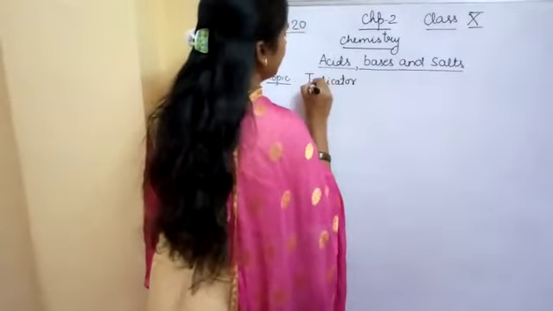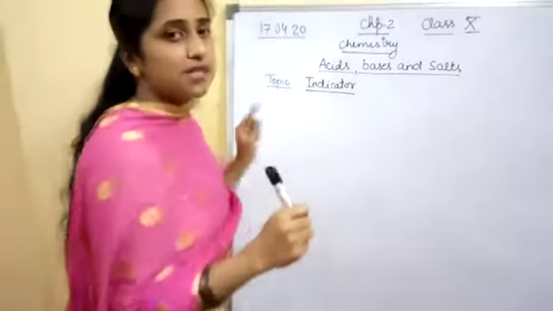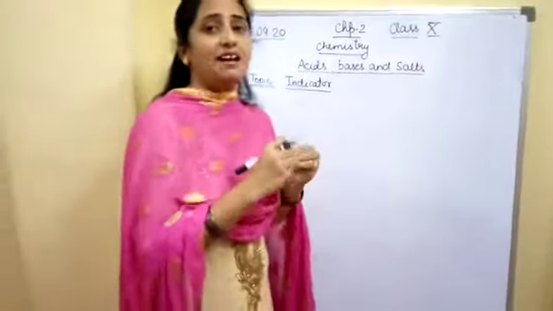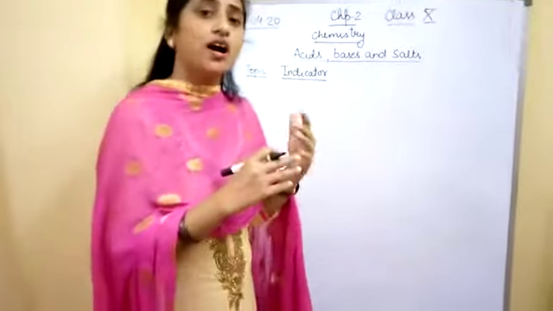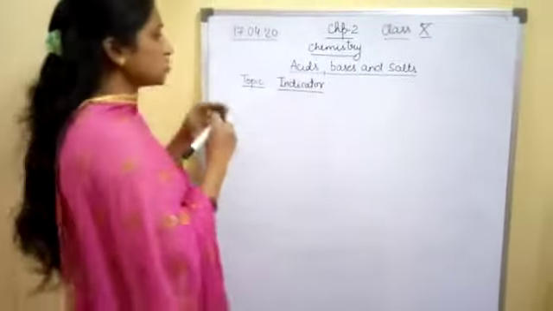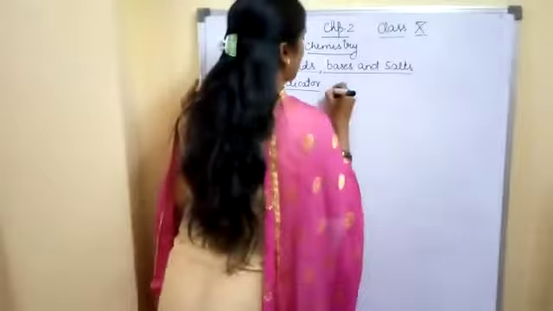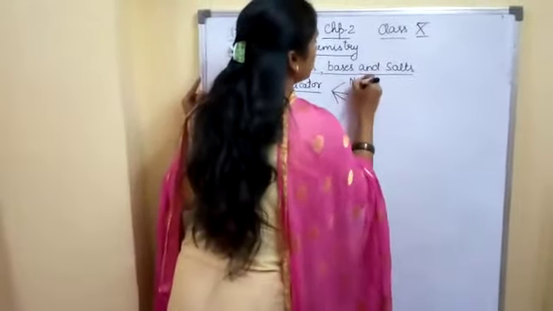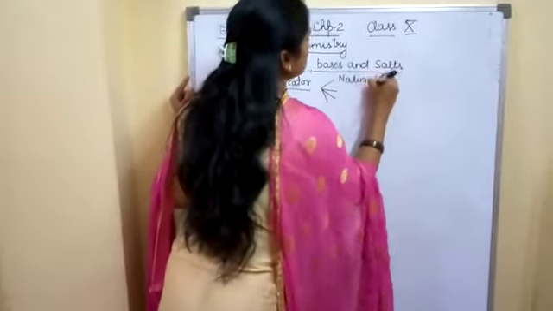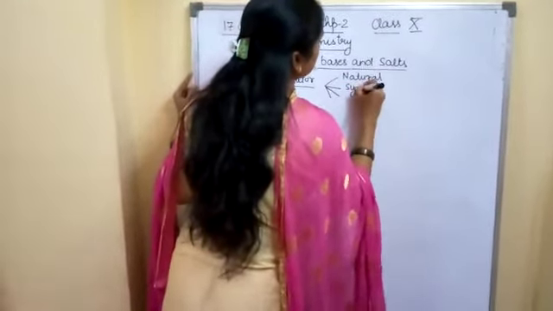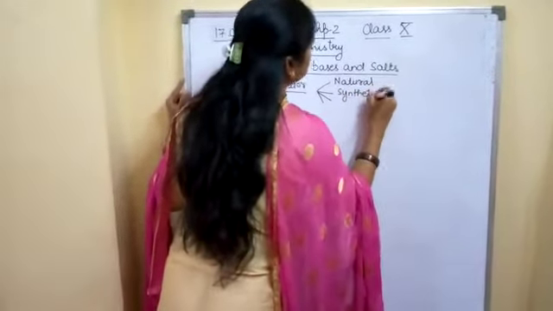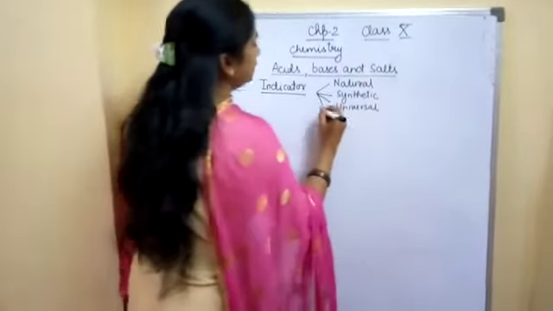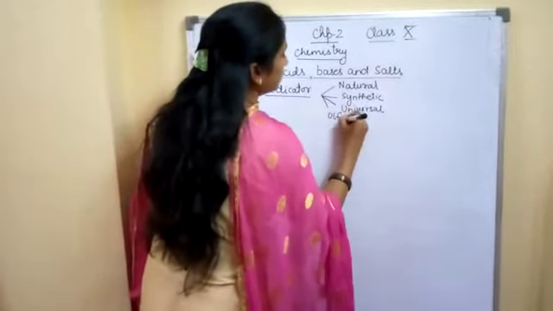So what are indicators? Indicators are those substances which change their color or their odor when they are added to an acidic solution or to an alkaline solution. Okay students, on the basis of this, indicators are of 4 types. What are those 4 types? Natural indicators, synthetic indicators, universal indicators and olfactory indicators.